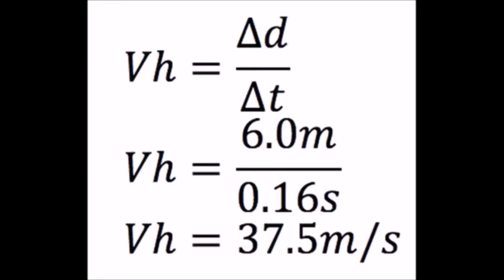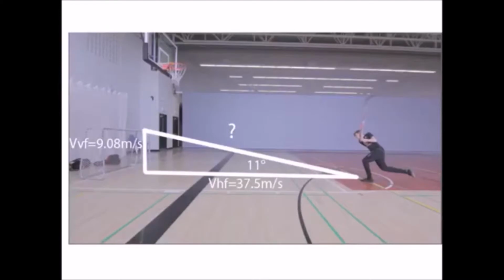To figure out horizontal velocity, I used the equation velocity equals displacement over time. As you can see, horizontal velocity equals 6 meters over 0.16 seconds. After doing the calculations, I figured out the horizontal velocity is 37.5 meters per second. This picture shows the final vertical velocity and the horizontal velocity.